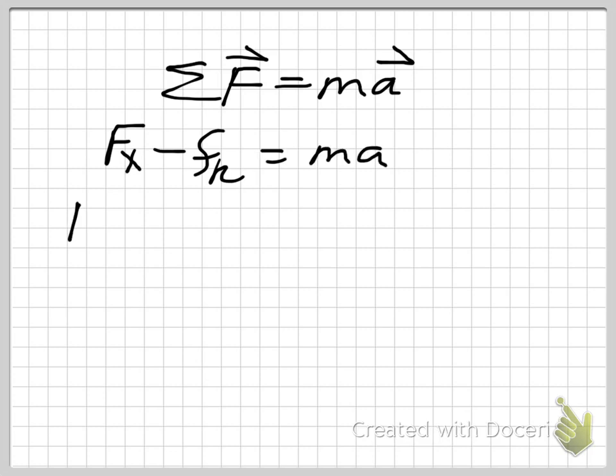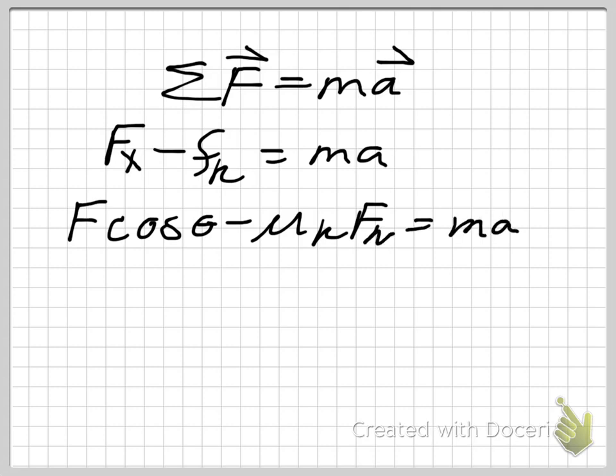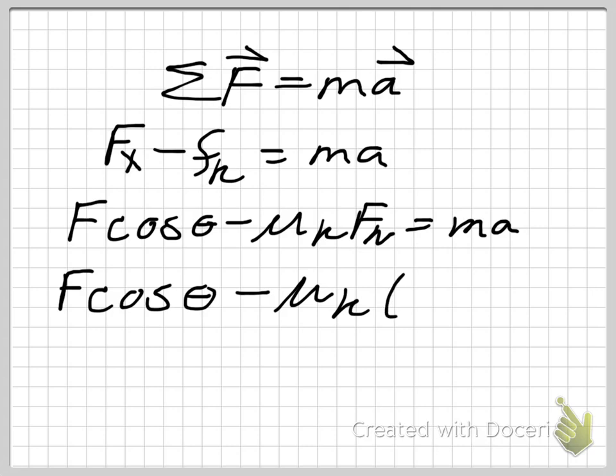The force in the x direction is the force that was pulling the block, F cosine theta, minus the coefficient of kinetic friction times the normal force equals MA. And then I do my next substitution. The force that's pulling in the x direction, F cosine theta, minus the coefficient of kinetic friction. Now, the normal force is going to be the weight of the block minus the force in the y direction.